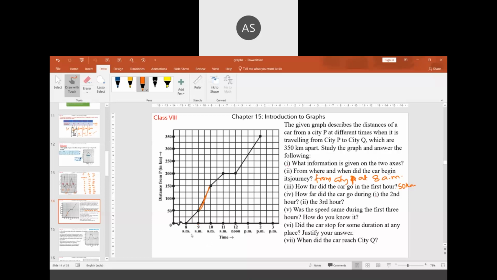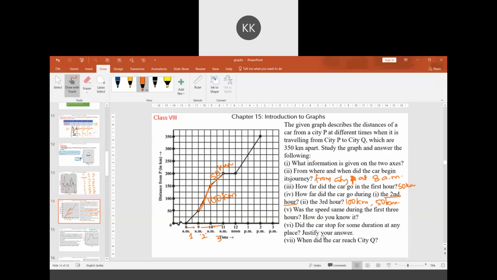This is the first hour, this is the second hour, this is the third hour. For the second hour, from here to here, from 50 to 150, the difference is 100. So for the second hour, it has traveled 100 kilometers. For the third hour, it starts from here, 50, and ends here, so from here to here it will be 50 kilometers distance, isn't it? So 50 kilometers respectively.